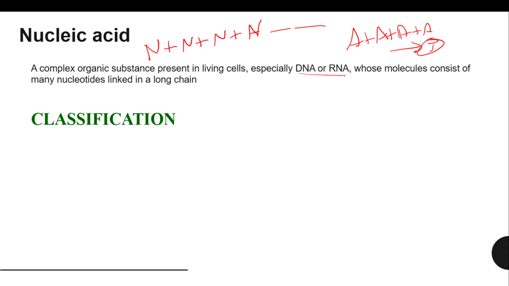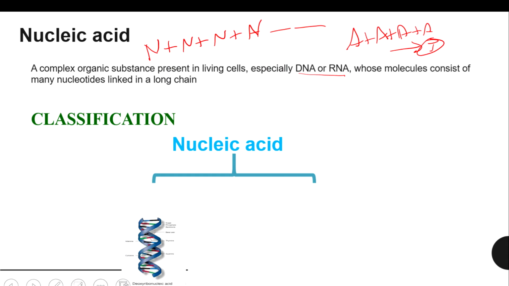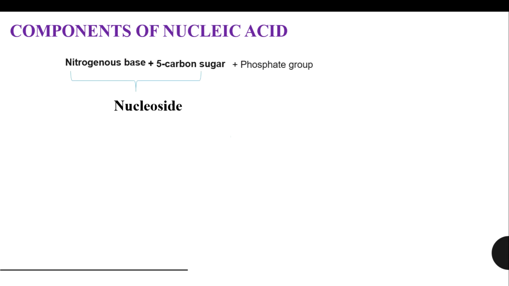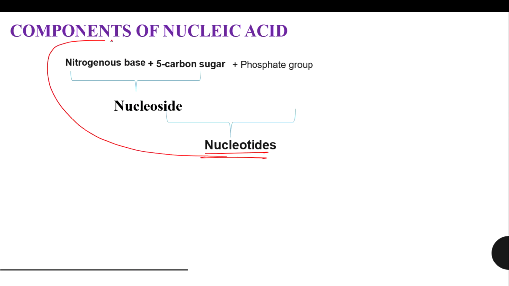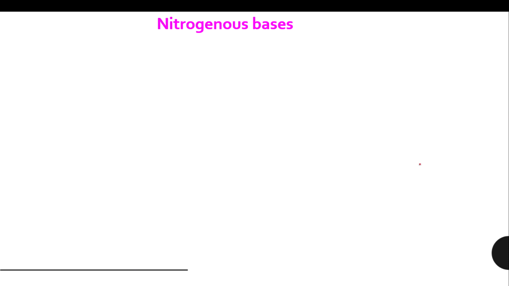Coming to the classification of nucleic acids, they are divided into two categories: one is DNA and the next is RNA. Next, the components of nucleic acids. These nucleic acids consist of a nitrogenous base as well as a 5-carbon sugar. The combination of a nitrogenous base and a 5-carbon sugar is called a nucleoside, and a nucleoside plus a phosphate group is called a nucleotide. So a combination of nucleotides is again called a nucleic acid, right?